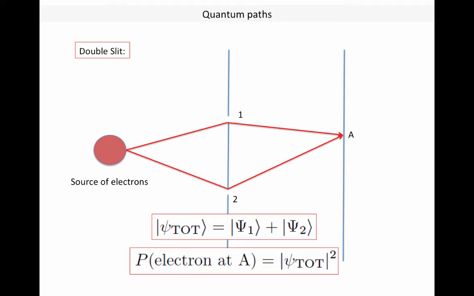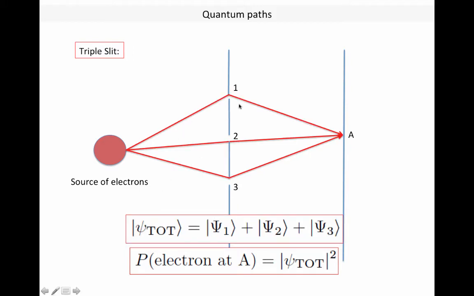So if we don't look at which path the electron takes, the electron in a sense takes both paths at once. Now we could add a third slit to this. If we fire an electron at 3 slits, then if we don't look to see which slit the electron takes, then the wave function is described by the sum of a wave function that describes the electron going through slit 1, a wave function for slit 2, and a wave function for slit 3. So the electron takes all 3 possible paths at once in order to get to A, if we don't look. And again, the probability is the square modulus of the total wave function.